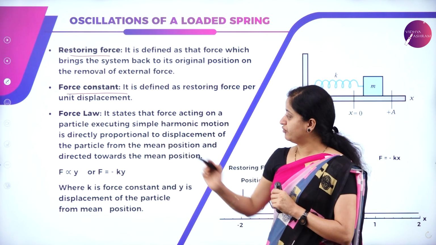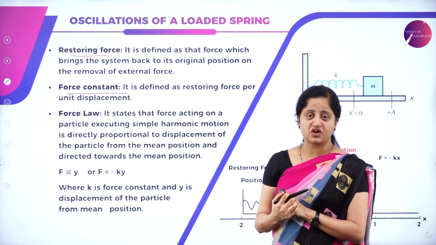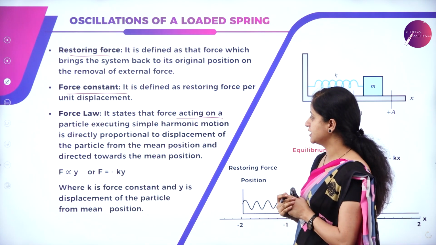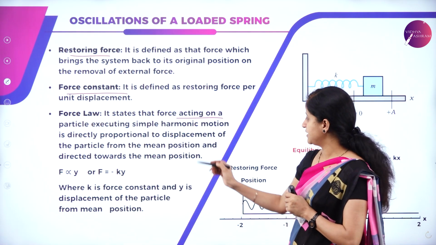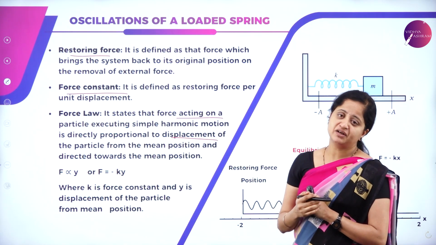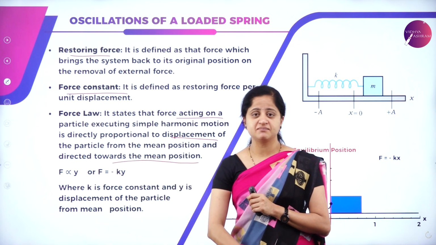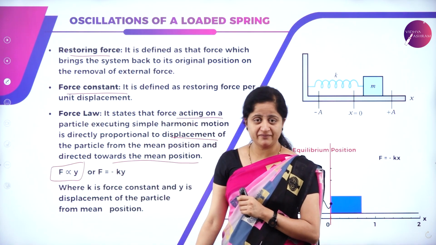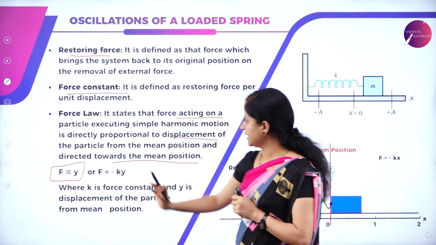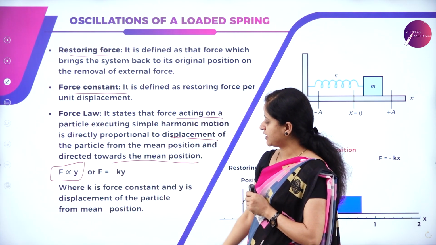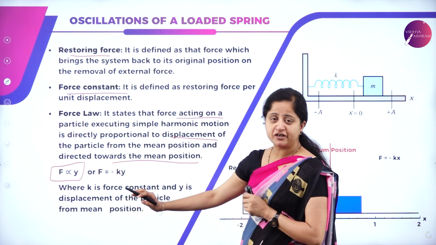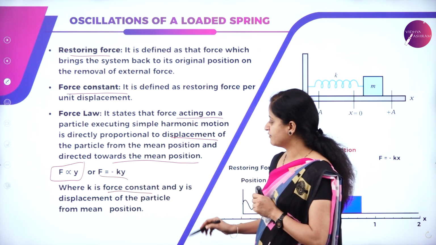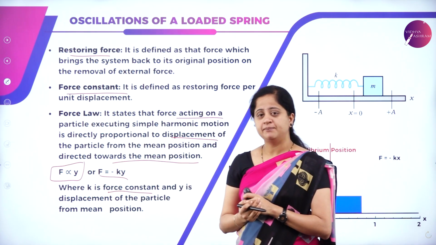The next one is force law. What is the statement of force law? It states that the force acting on a particle executing simple harmonic motion is directly proportional to displacement, and it is always directed towards the mean position. It is nothing but the simple harmonic motion concept. So it says that F is directly proportional to y, which means the force is directly proportional to displacement, and the proportionality can be equated by introducing a constant, that is F is equal to minus ky, where k is the force constant and y is the displacement of the particle from the mean position.